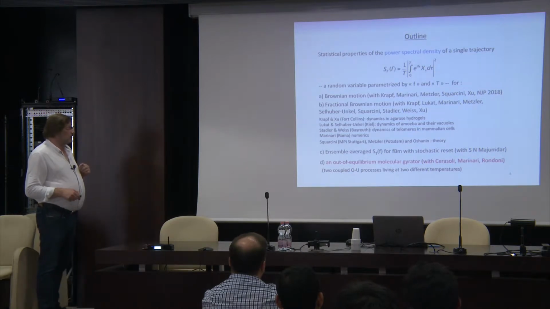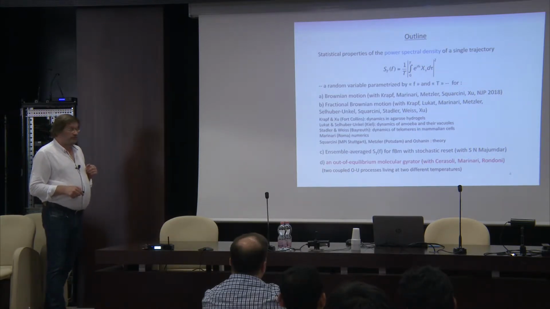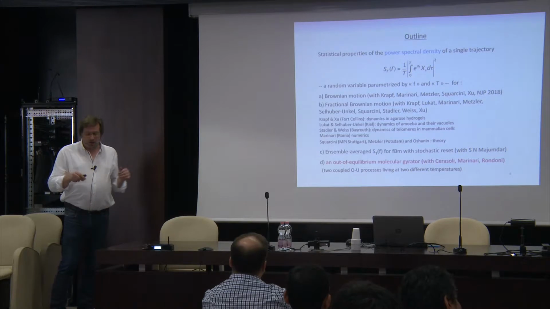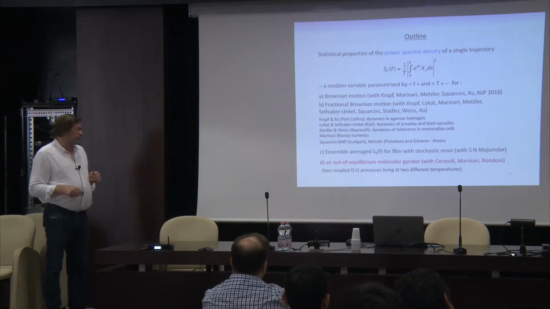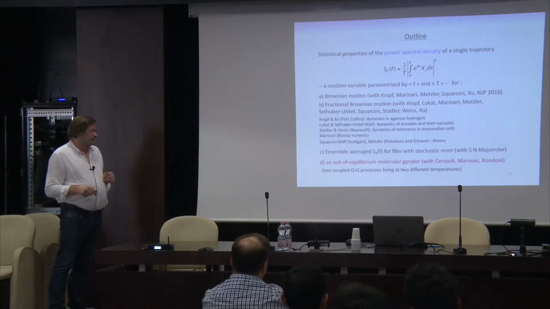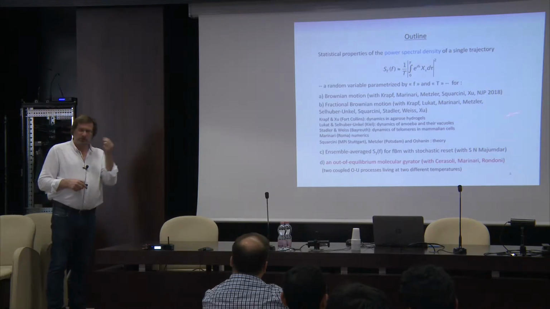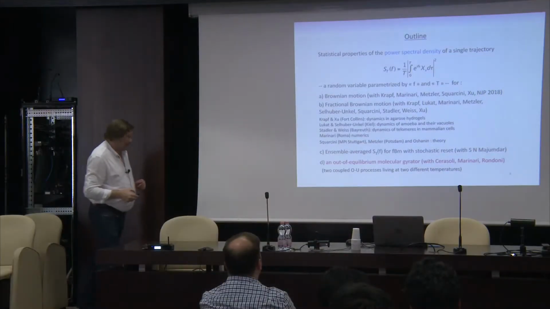And last point, if I have time, I will go out of equilibrium, and I will look at the model of the so-called molecular gyrator. So something like a molecular motor which permits random rotational motion in out-of-equilibrium situations, and basically, just to understand what it is, it is a couple of Ornstein-Uhlenbeck processes, each of which evolves at its own temperature. So let me start.